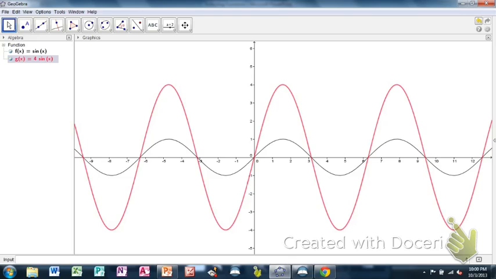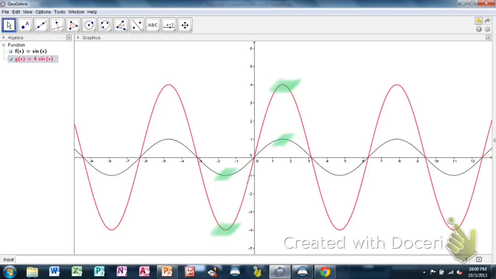Okay, there's the graph of y equals 4 sine of x. And just as I said, where the original function had a high and a low at 1 and -1 respectively, when we stretched it vertically by a factor of 4, now the high and low points were 4 times as big as they were before.